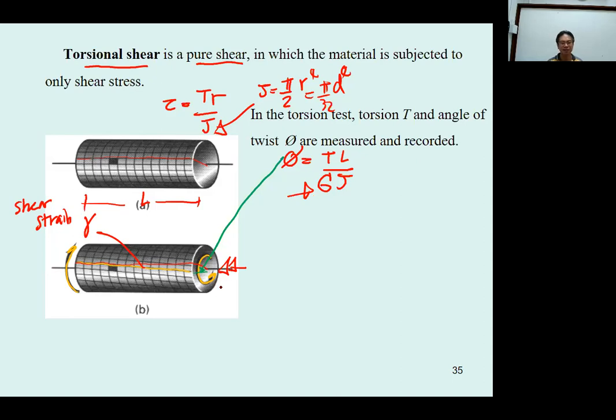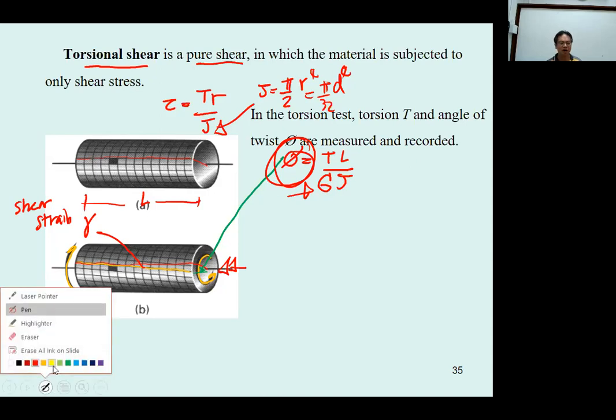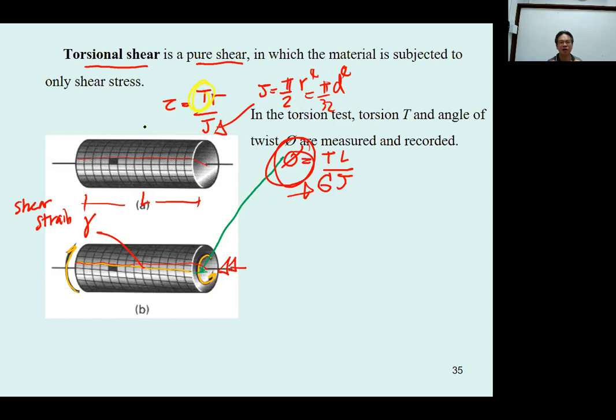And then there is the relationship. You can measure the angle of twist from the test. You also can measure the torsion. For the torsion, you determine the shear stress. For the angle of twist, you determine the shear strain. Based upon this, you will get the rotation that occurs here. So the shear strain times the length is equal to the radius times the angle of twist. So the shear strain will be R phi divided by L.